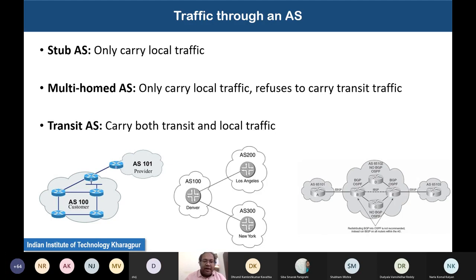So you are making a connection between, say, AS100 to AS200 or AS100 to AS300, but from 200 to 300, you are not forwarding the packet. Then we have the transit AS. The transit AS is by default a multi-homed AS because it needs to transit the traffic between two different autonomous systems. Okay, so they can carry both the transit traffic as well as the local traffic.